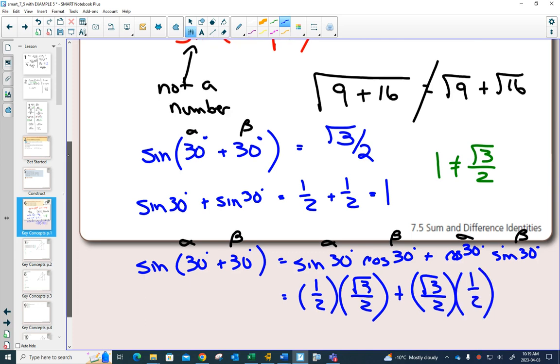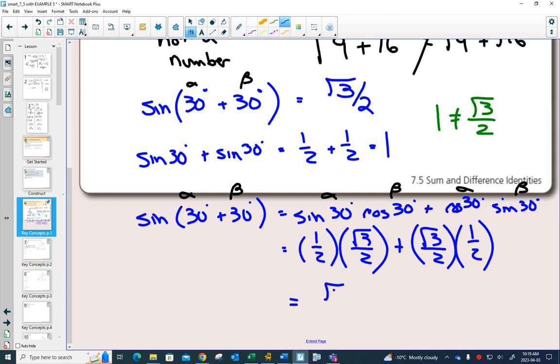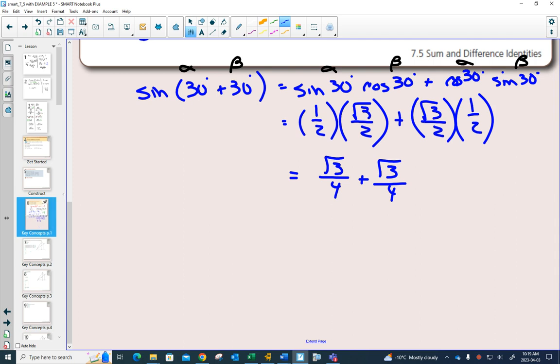And if I multiply these together using my fraction rule, this will be root 3 over 4 plus root 3 over 4, which I have a common denominator, so I can add them. Adding the tops would give me 2 root 3s over 4, and this reduces to root 3 over 2, which is the same as if we had just done sine of 60 to begin. Of course, you would never want to use this for sine of 60 because you already know that value. But there are going to be some times where it's going to be useful to use these formulas.